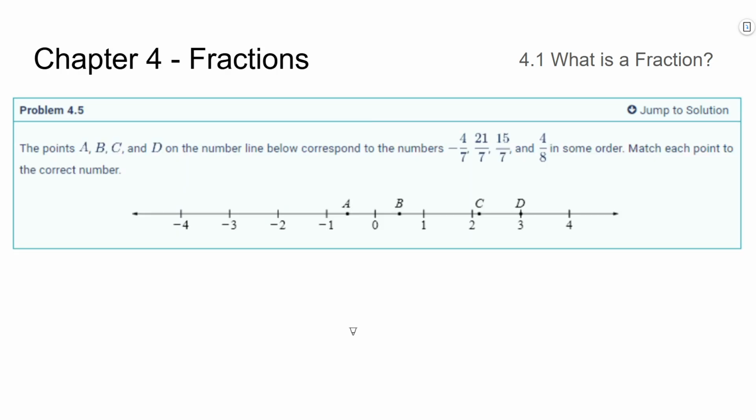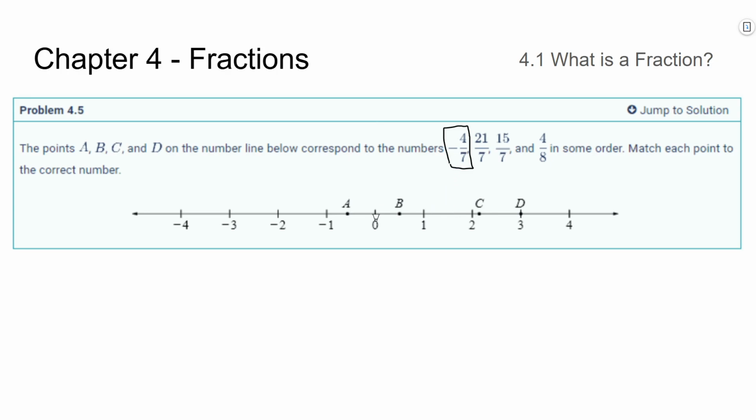All right. So 4.5. Points A, B, C, and D on the number line below correspond to these fractions in some order. Match each point to the correct number. All right, so let's deal with this first one. This first one's pretty easy. And why is it easy? How does it stand out versus all of the other ones? What's the main difference with this fraction?